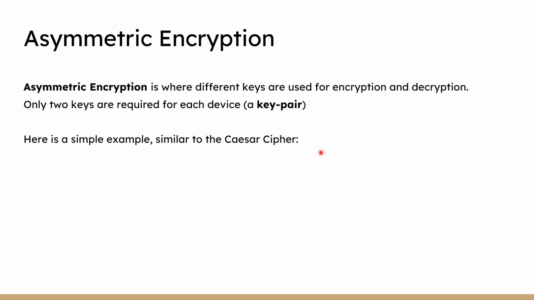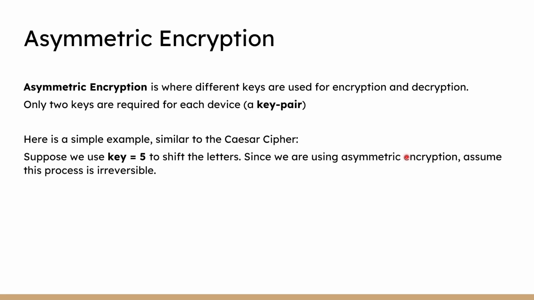Here's a simple example of asymmetric encryption, using a different key to encrypt and then decrypt. Instead of reversing the encryption to decrypt, it's sort of like performing the encryption again, but with a different key, so that you end up with the starting value.